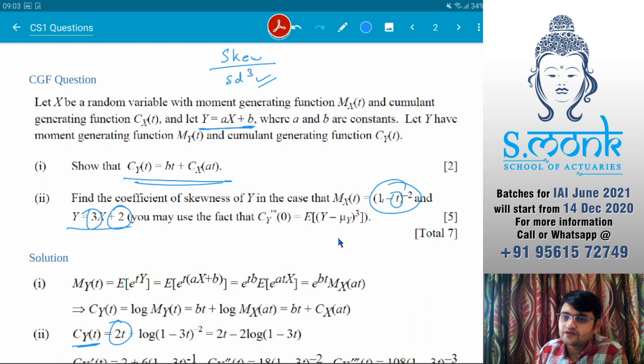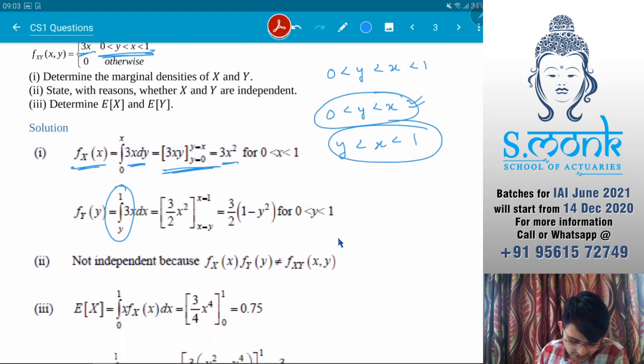Don't go for any kind of logic or anything. There are many different ways of finding coefficient of skewness. This is the most common one. There are more ways, but whenever they have not mentioned any formula for coefficient of skewness, then use this: skewness upon standard deviation cube. Okay, let's get back here.